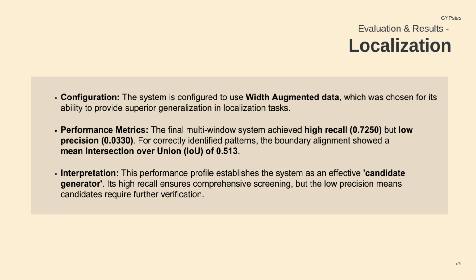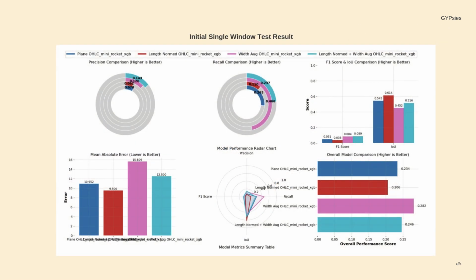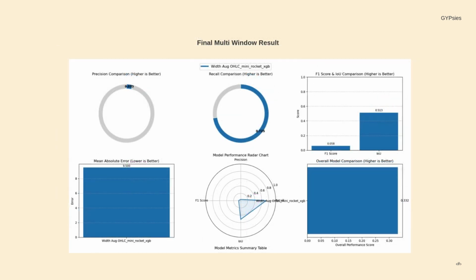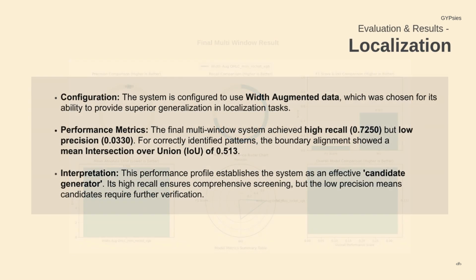Our key finding was a trade-off. Our system achieved a high recall, meaning it's great at finding a high percentage of the actual patterns. However, it had low precision, resulting in a high number of false positives, because it also identified many segments that didn't match pre-labeled examples. For the correctly identified patterns, the boundary accuracy showed a reasonable overlap with the true pattern areas. The overall interpretation is that our system's high recall makes it an effective candidate generator, but the low precision means these candidates require further verification.